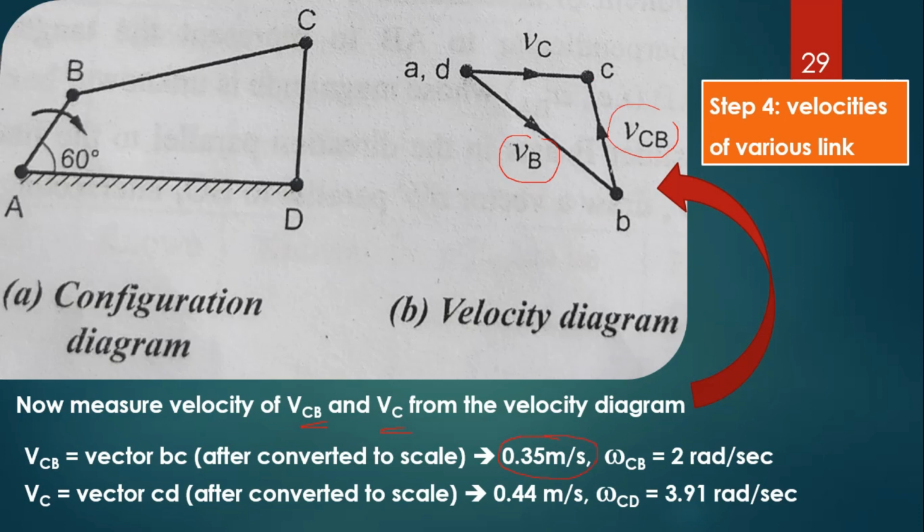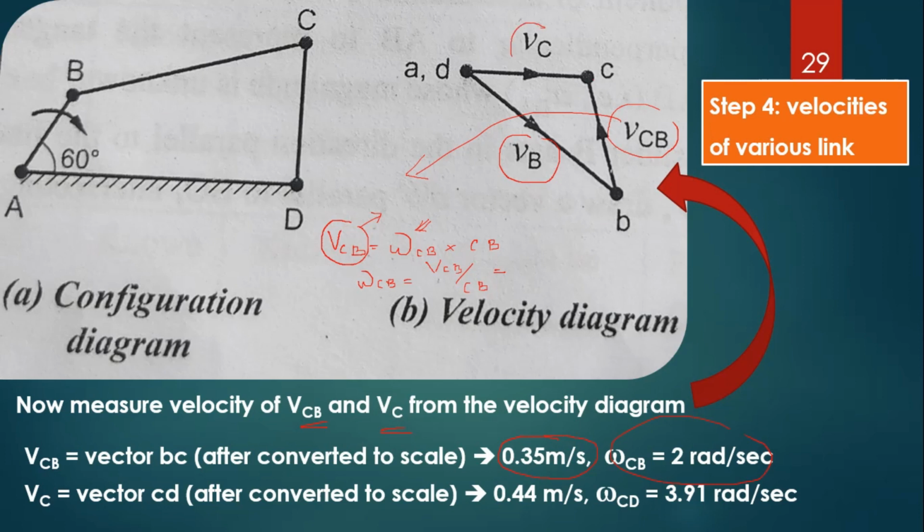What is the formula for velocity CB? Velocity CB is equal to the angular velocity of CB times the length of the link CB. We got the velocity of CB from the velocity diagram, and we have to find the angular velocity omega CB. So, omega CB is equal to the velocity of CB divided by the length of the link CB. Substituting the values, we get omega CB equal to 2 radian per second.